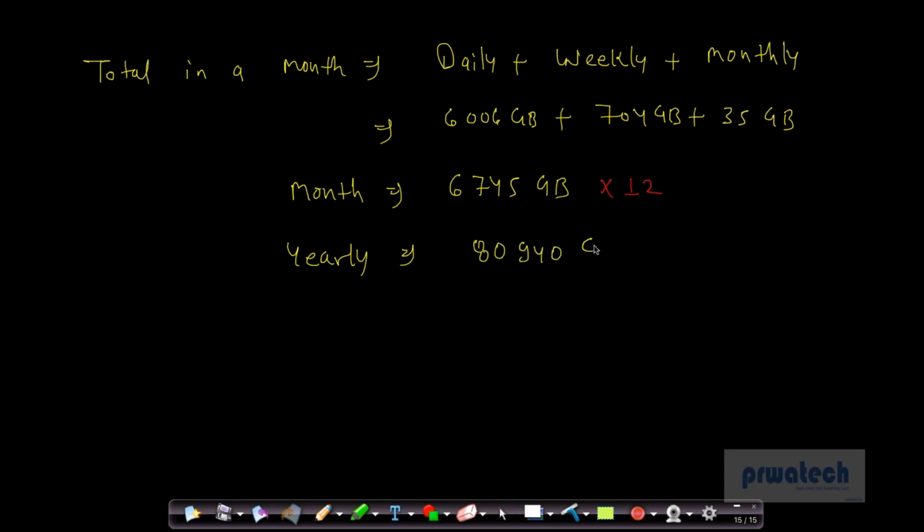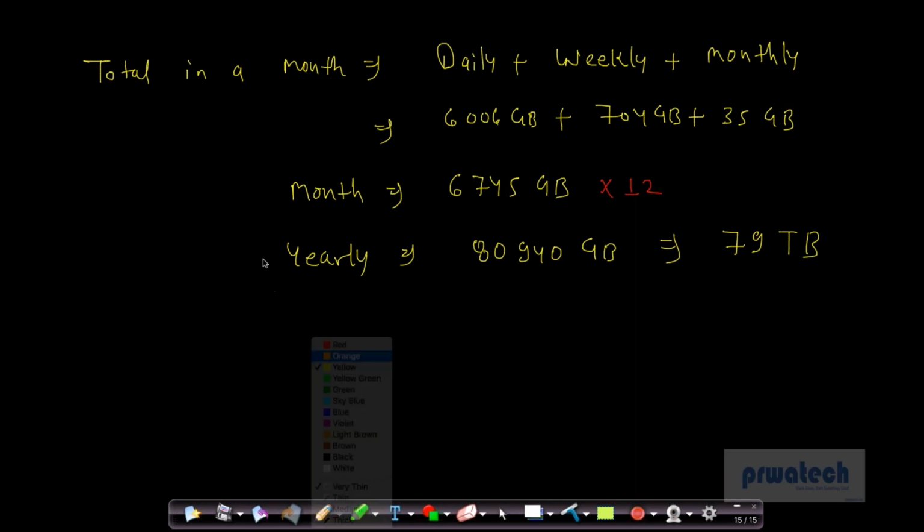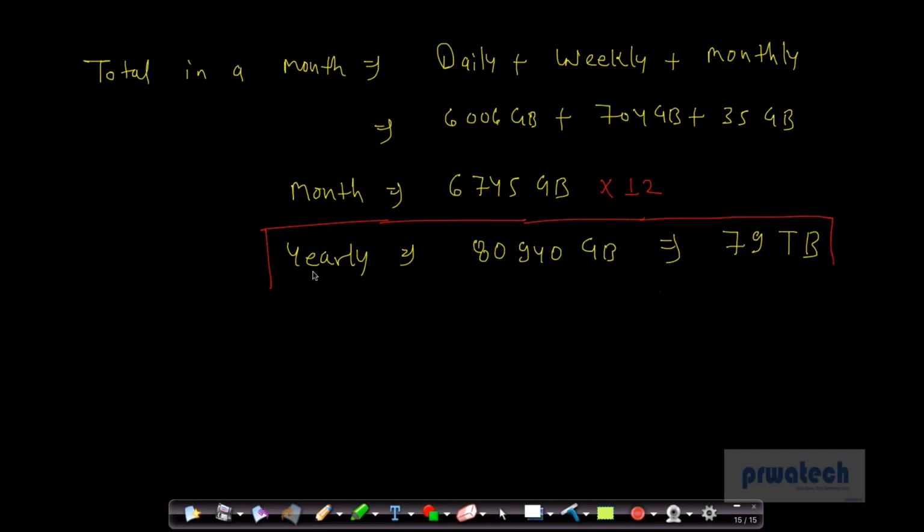80,940 gigabyte. And if I divide this by 1024, this is roughly 79 terabyte. 79 point something. Okay, so this number is 79 terabyte. This is the actual data coming from business in a year. This is your capacity planning. What we are doing here currently is capacity planning. Now, this is yearly data, the actual data, right?